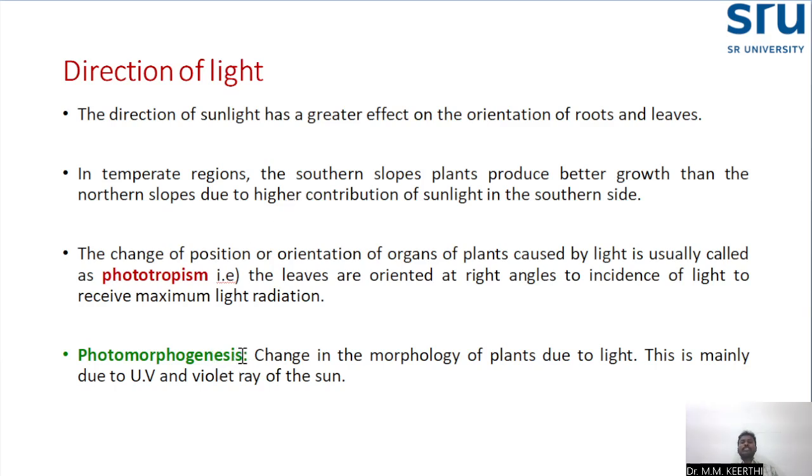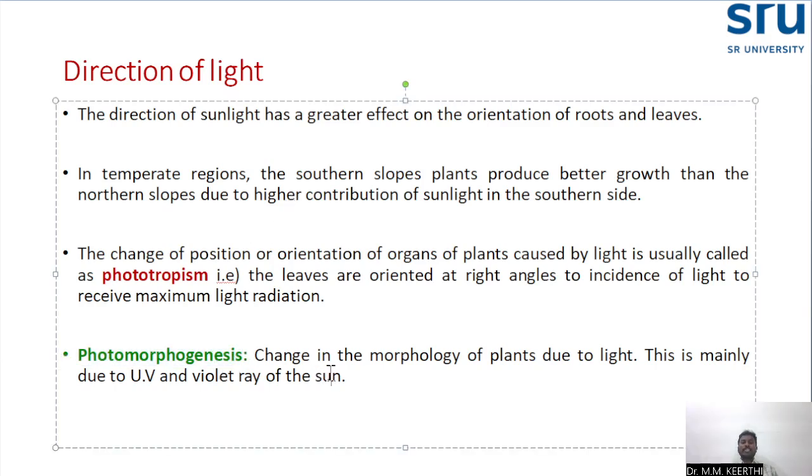What is photomorphogenesis? Another concept, photomorphogenesis. Photomorphogenesis means changes in the morphology of plants due to light. Morphological characteristics change because of light, and that is called photomorphogenesis. For example, when the plant is exposed to UV light or the violet rays of the sun, the morphological characteristics will change. So that is called photomorphogenesis. So here we discussed three parts majorly: photomorphogenesis, photoperiodism and phototropism. Thank you.